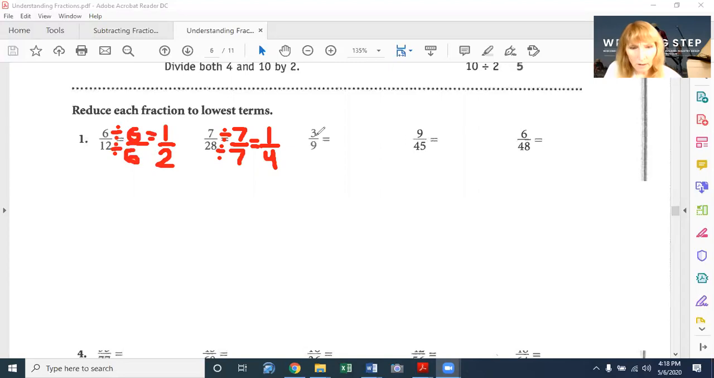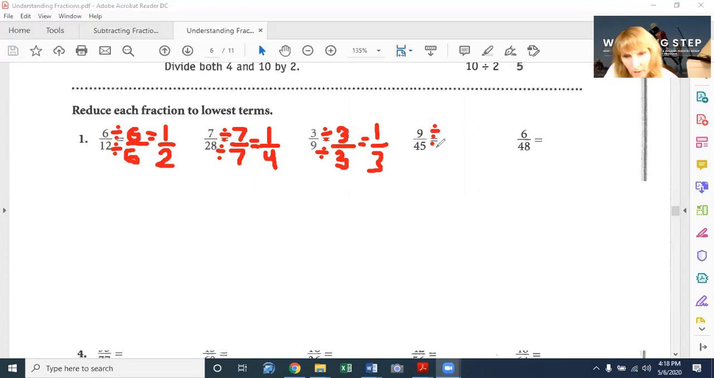What about 3/9? Well, we're going to divide the top and the bottom by 3. You can never divide by more than what the smallest number is in the fraction, right? So divide top and bottom by 3, and you get 1. 9 divided by 3 is 3. 1/3. 9/45. What are we going to divide there?